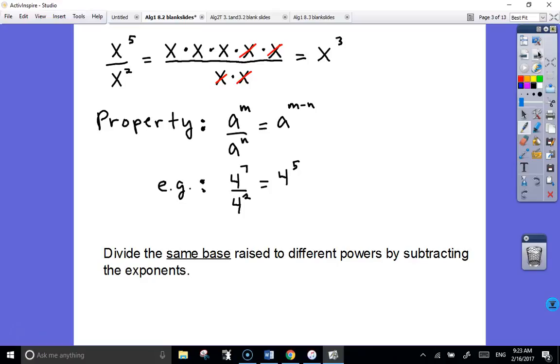And how many x's are left? 3. So notice, x to the 5th over x squared is x to the 3rd. What it'll look like we just did with the exponents, we subtract. So that's the property. When you're dividing the same base with different exponents, then you subtract. That's the same thing as taking that same base and subtracting the exponents. So example, 4 to the 7th over 4 squared is 4 to the 5th. 7 minus 2.